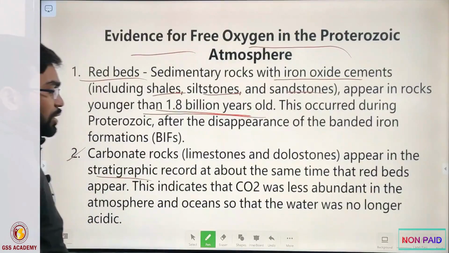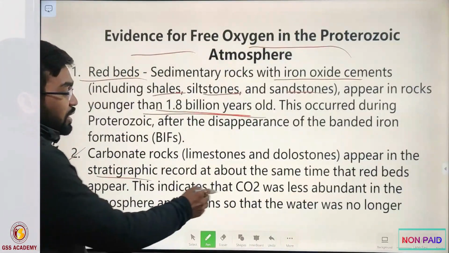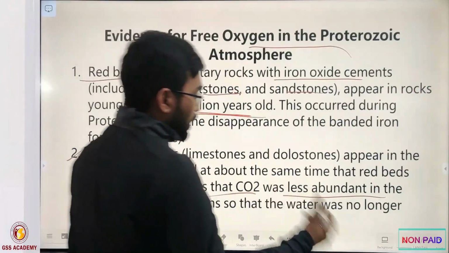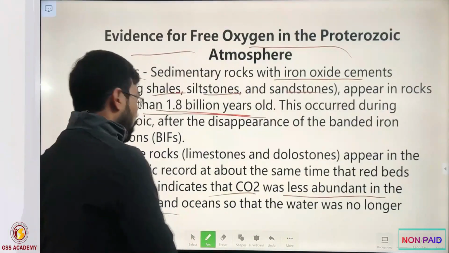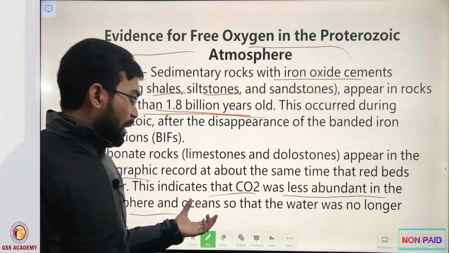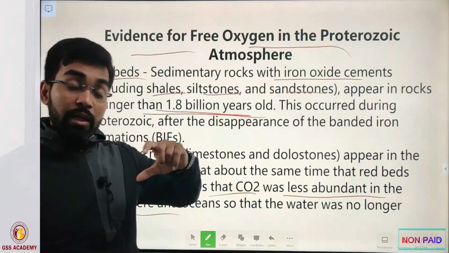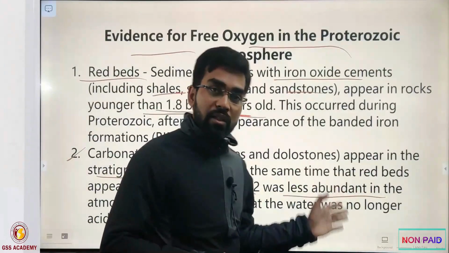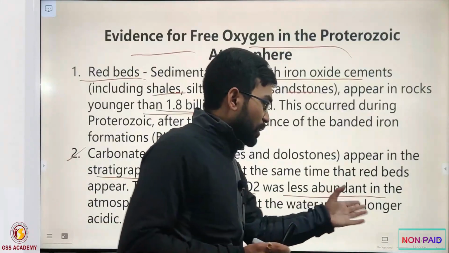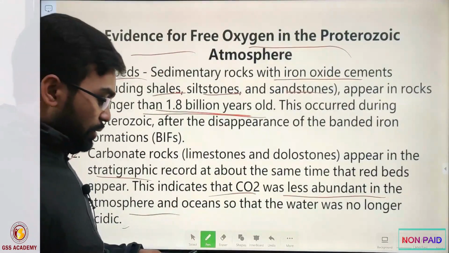Carbonate rocks appear in the stratigraphic record at about the same time that red beds appear. This indicates that CO2 was less abundant in the atmosphere and ocean, that the water was no longer acidic, right? The mechanism behind the formation of the acidic environment by the reaction of CO2 with H2O we already discussed in sedimentology in detail, so I don't think there is a need for explanation here. So the environment is no longer acidic.